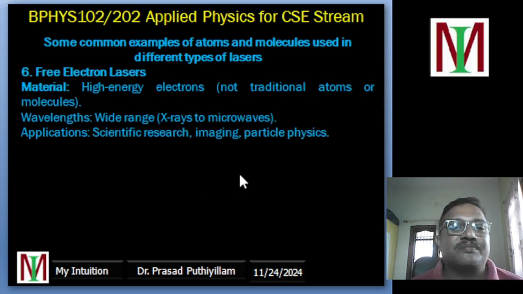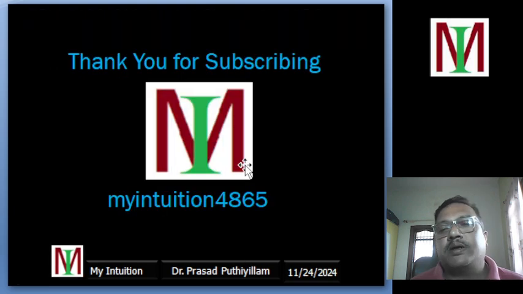Then it is used in microlithography also. Sixth one, that is the free electron laser. High energy electrons, not traditional atoms or molecules, are used in free electron lasers. They cover a wide range from X-rays to microwaves. They are used in scientific research, imaging, and particle physics, so mainly the study of physics. Okay, that's about laser action.